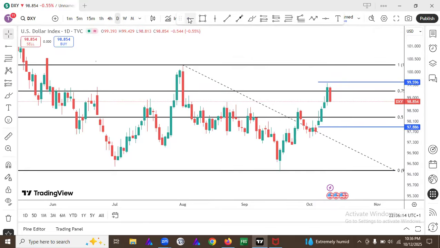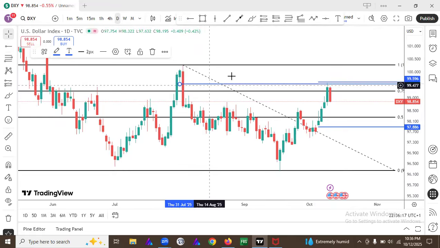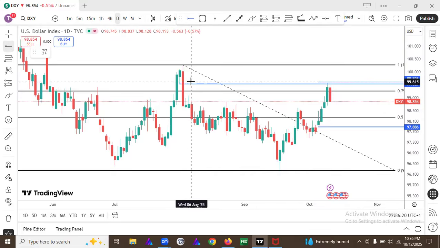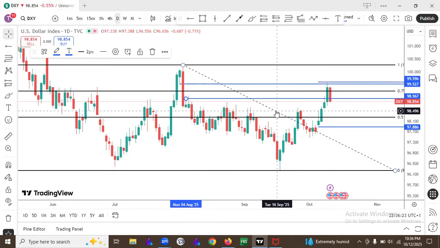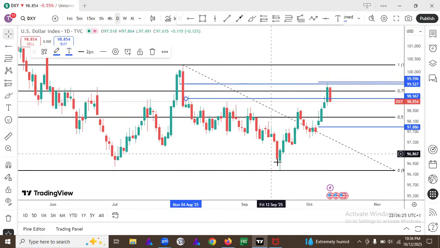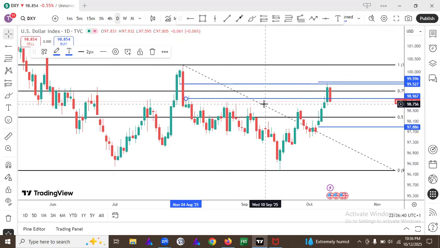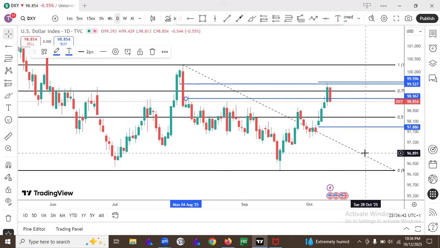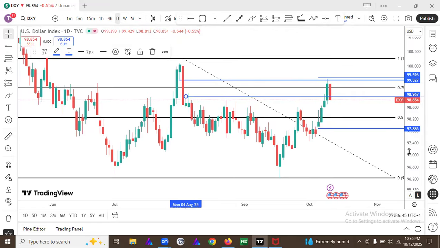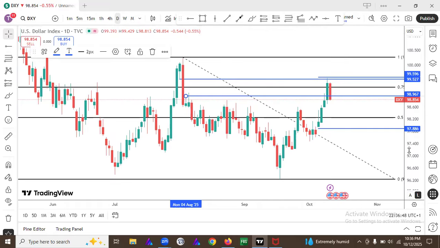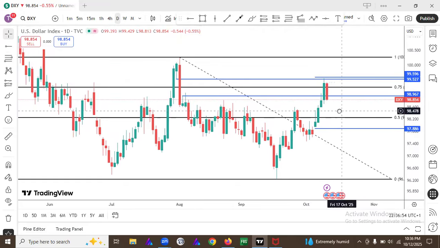Also, you can see that we had a fair value gap here, and price filled that gap last week. This fair value gap would be the reason for this retracement. Price has filled that fair value gap, and the market closed below the low of that fair value gap. That is a strong indication that the bearish momentum is high. It's an indication that supply is increasing and demand is decreasing.